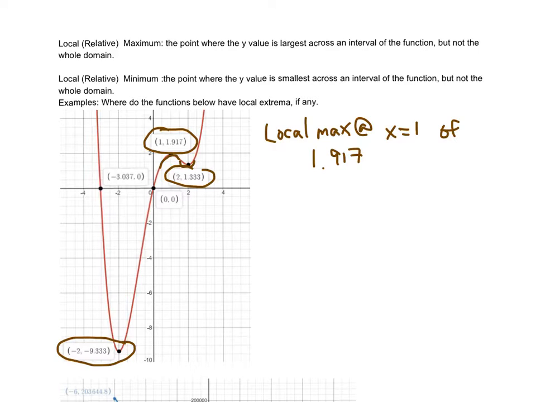So maxes and mins are at the top and the bottom of these little hills. And so with that same logic, the local min is going to occur at the point x equals 2, and that's going to be of 1.333. So for both of these, it's the biggest or smallest y value in a smaller region of the graph.